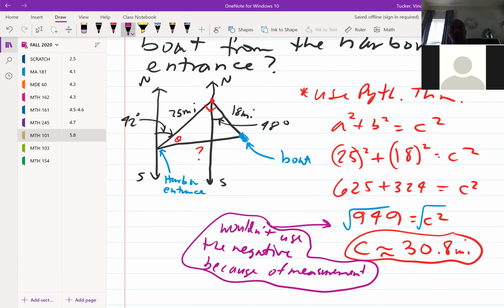All right, so solving using the Pythagorean theorem, taking the square root of both sides. After you've calculated 25 squared, which is 625, plus 18 squared, which is 324, the square root of 949 will give you approximately 30.8 miles. So don't forget, whenever you take the square root of both sides, the square root property says that we will have a plus or minus result, but the negative result wouldn't be used in this case because there's no such thing as a negative measurement. So we would just use the positive, and that positive is the 30.8.